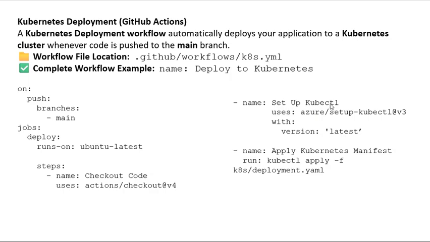Set up kubectl, uses: azure/setup-kubectl@v3, with: version: 'latest', and another - name: Apply the Kubernetes manifest, run: kubectl apply -f k8s/deployment.yaml.